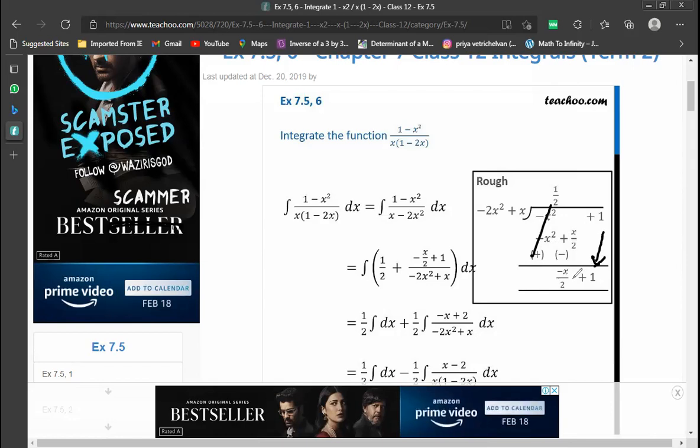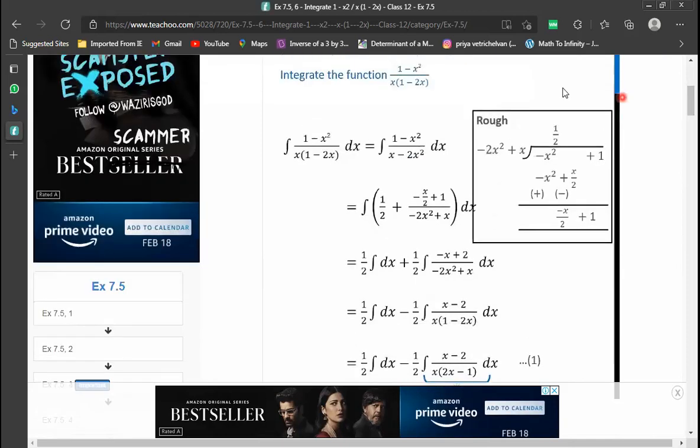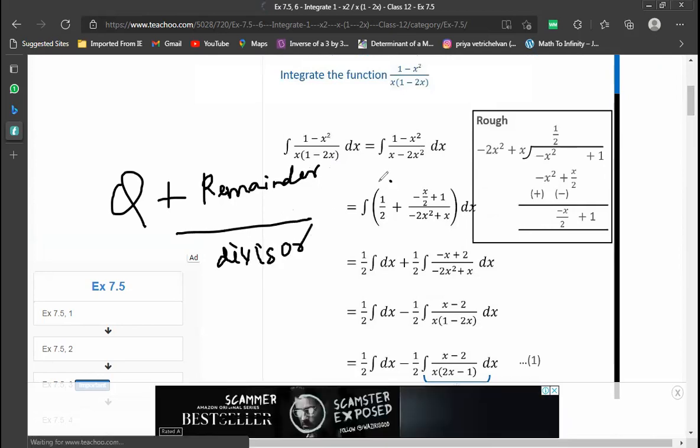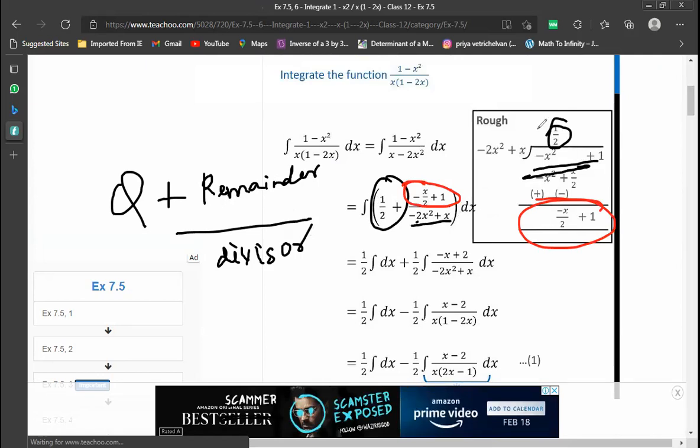And what is the remainder theorem? How will you write? Quotient plus remainder upon divisor. Isn't it? So here you have a quotient 1 by 2, and the remainder is here, and the divisor is here.